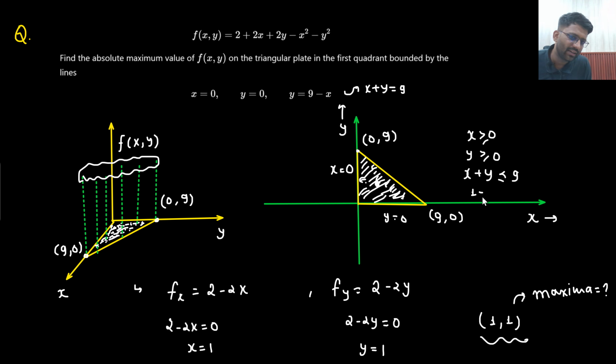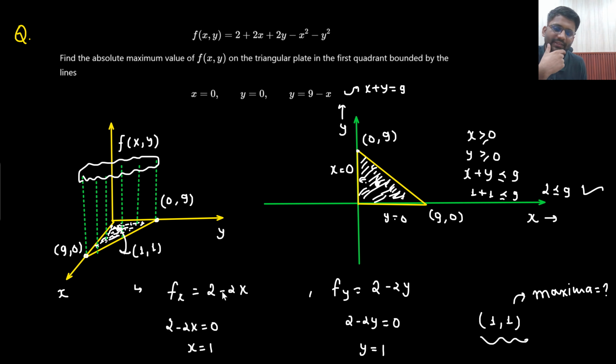Because if you put 1, 1 here, 2 less than or equal to 9. Is it correct? Yes, it is correct. That means (1, 1) will be lying here. (1, 1) has to lie inside the region. Yes, (1, 1) is lying in this region. So at (1, 1), what is the value that you are getting? But is (1, 1) the point of maxima or not? So that we need to check.